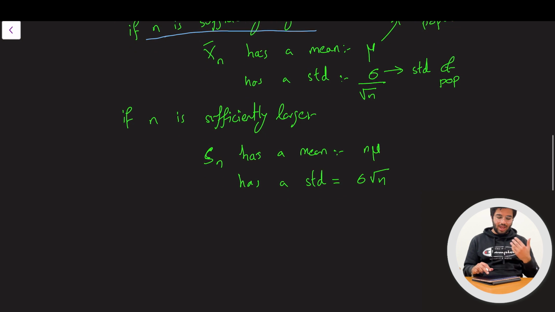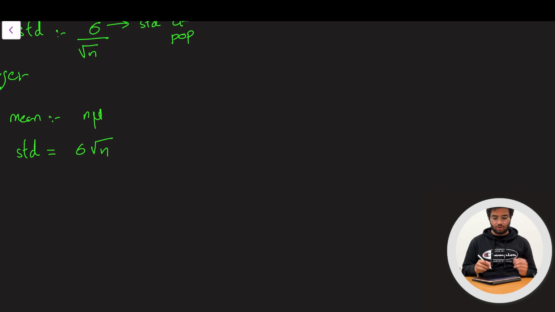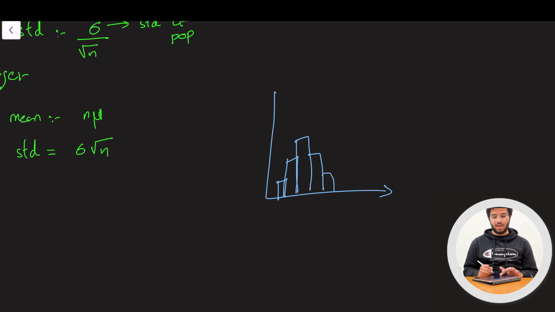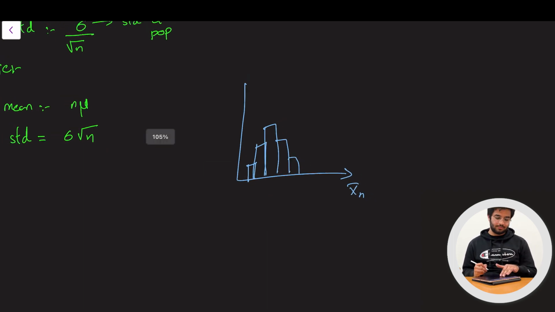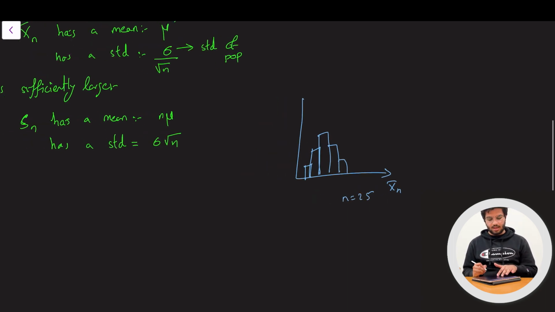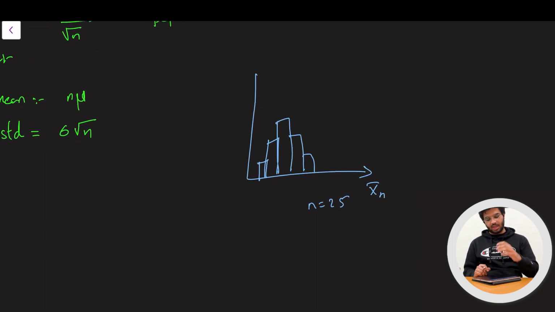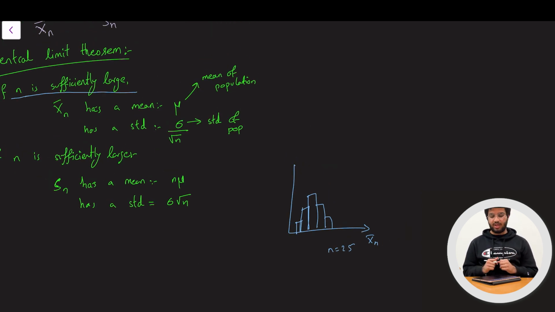So the way to know if n is big enough is typically you would have some sort of histogram that shows something like this, okay? So for example, you have something like this. This is x bar of n, and it's this histogram, okay? So let's say this n is 25. The way you use the central limit theorem is you look at this and you're like, okay, I am seeing that the sample means are approximately normally distributed, okay?